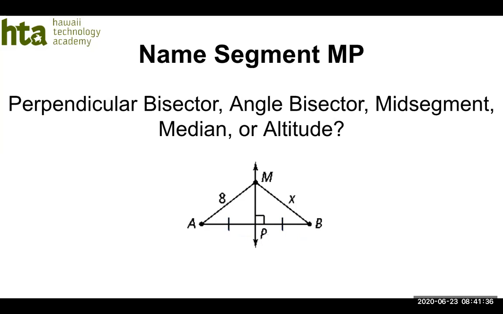So again, median is just the midpoint. Altitude is just the right angle. But if it's both of them, it's a perpendicular bisector. All right, so be ready for all those kinds of different segments. Okay, good thing we're doing this.